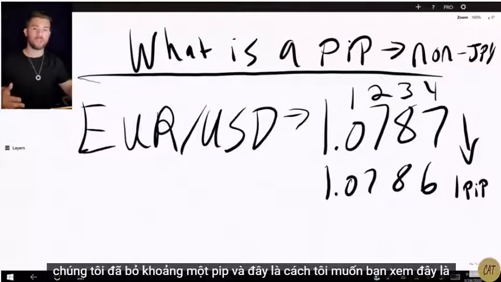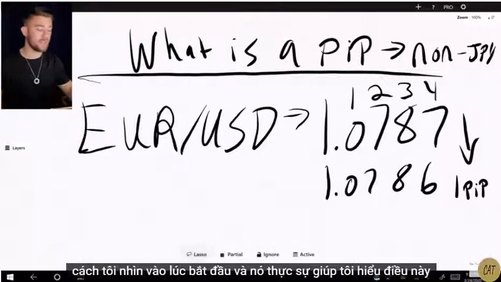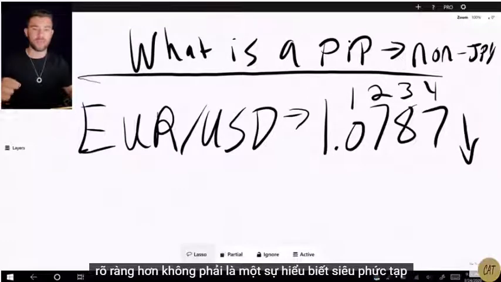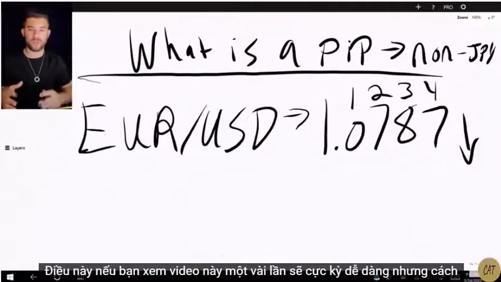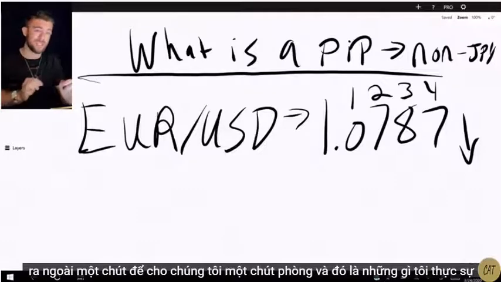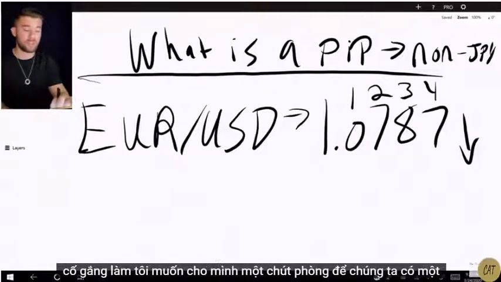And here's how I want you to look at this. This is the way I looked at it at the beginning, and it really helped me to understand this a little more clearly. Not that it's a super complicated thing. Understanding this, if you watch this video a couple times, will be extremely easy. But the way I look at this is, let's write out our value of the euro dollar and space it out a little bit to give us a little bit of room. And that's what I'm really trying to do here. I want to give myself a little bit of room.